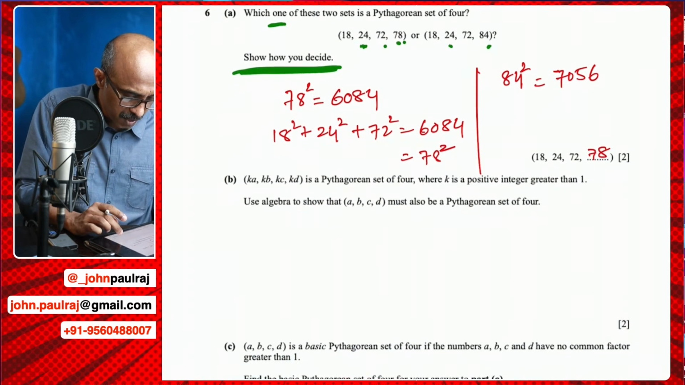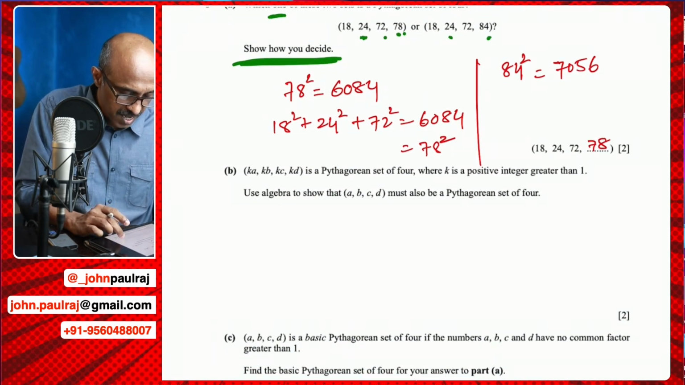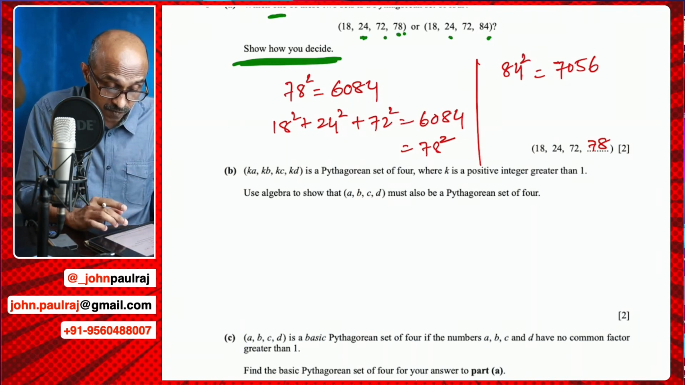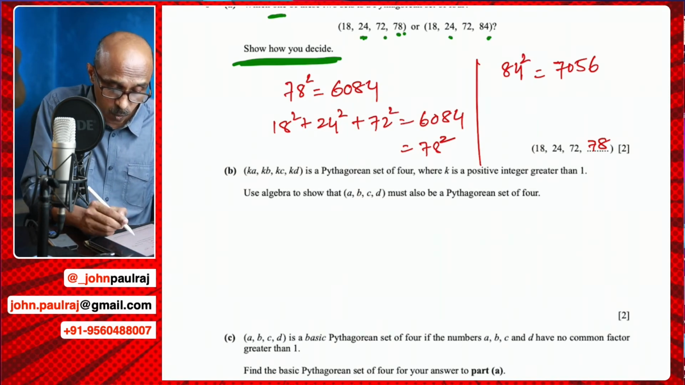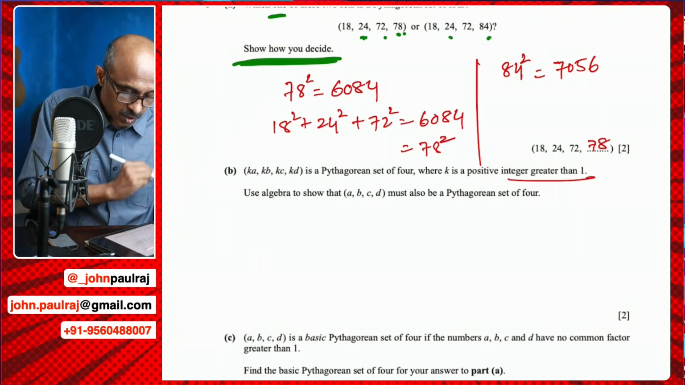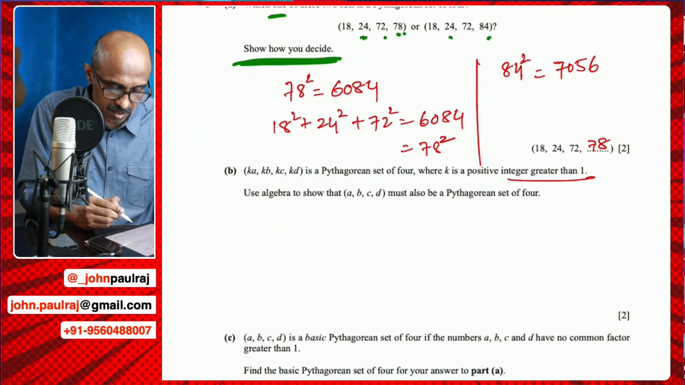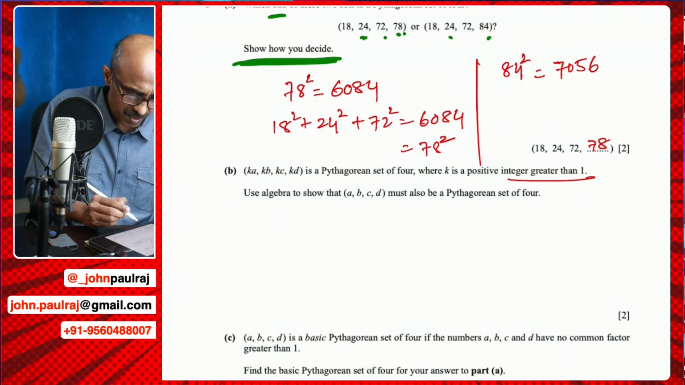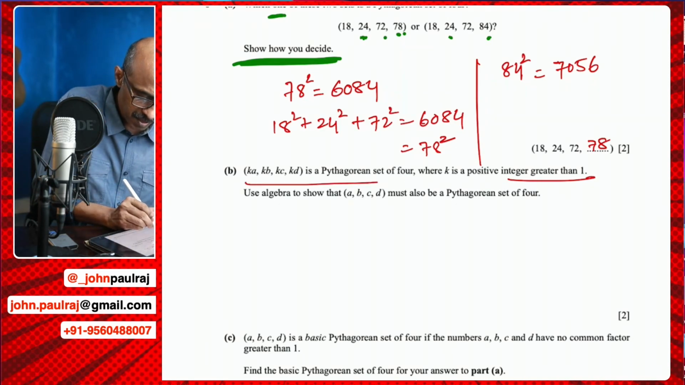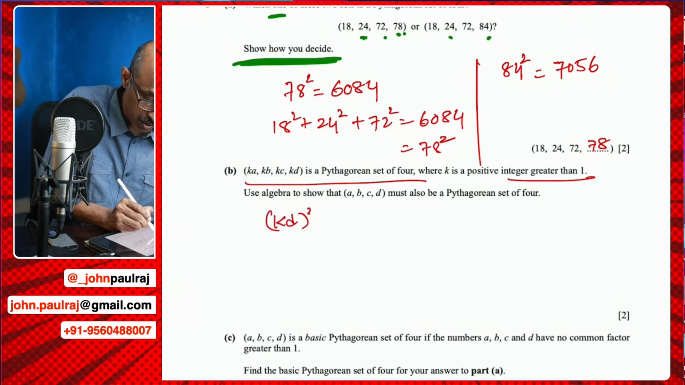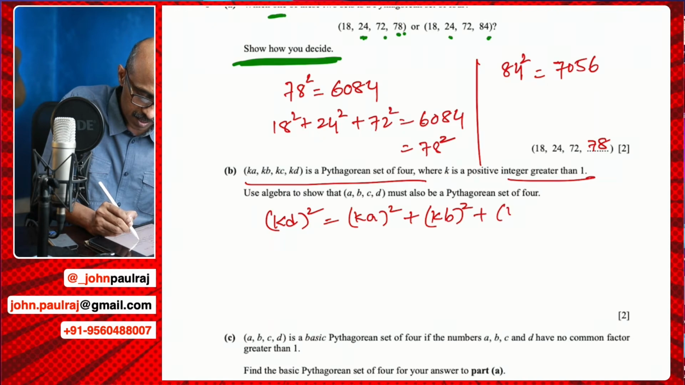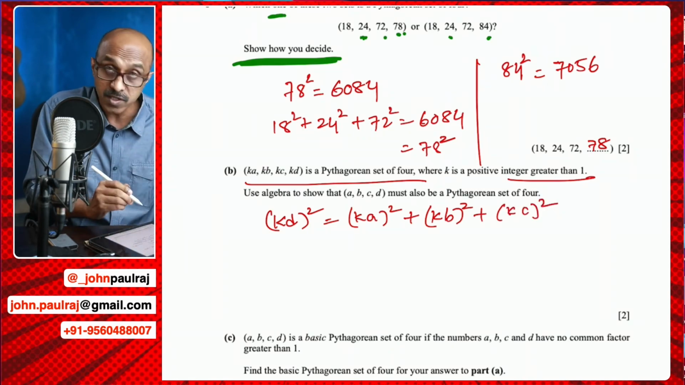Moving on to part B of question 6. Ka, Kb, Kc, Kd is a Pythagorean set of 4 where K is a positive integer greater than 1. Use algebra to show that ABCD must also be a Pythagorean set of 4. I think that's very simple. Because if it's a Pythagorean set of 4, then Kd, the whole square, must be equal to Ka, the whole square, plus Kb, the whole square, plus Kc, the whole square. Clear?